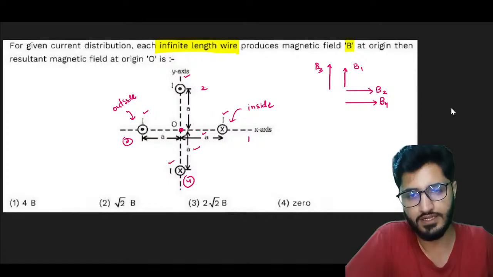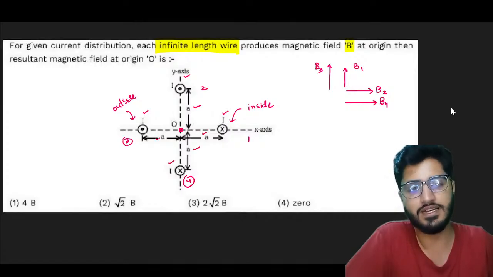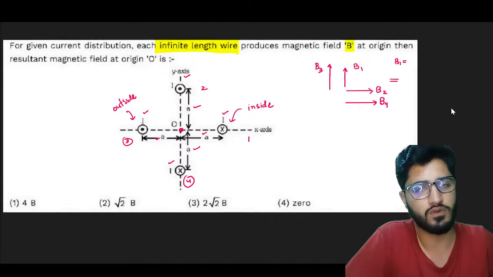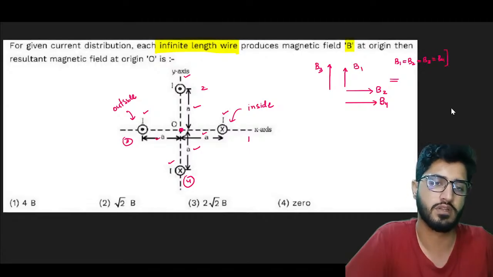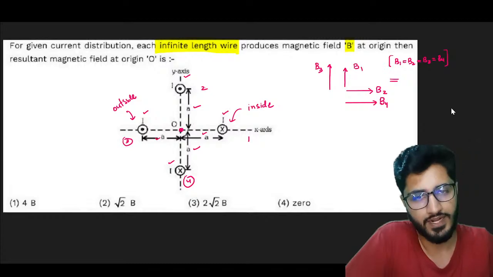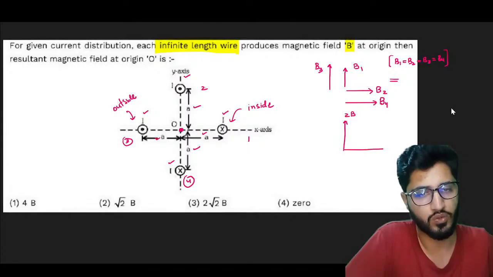Distance A, distance A, distance A. That means each and every distance is same. So can I write now B1 is equal to B2 is equal to B3 is equal to B4, only in the magnitude terms? Okay. Then can I write now B1 and B3 upwards, it is 2 times B? B2, B4 rightwards, I can write 2 times B.